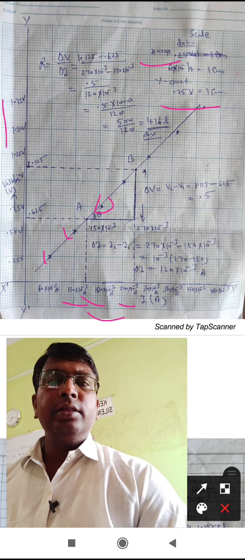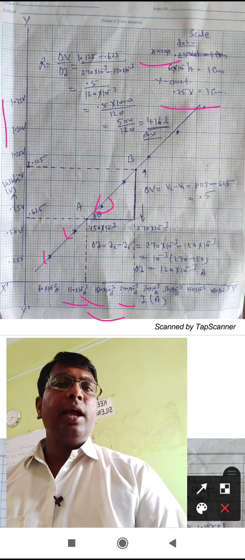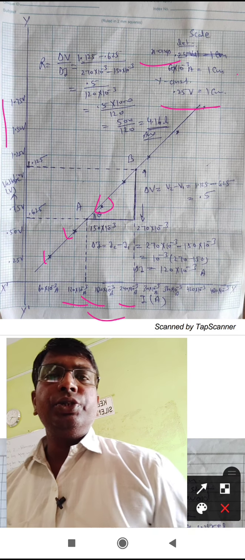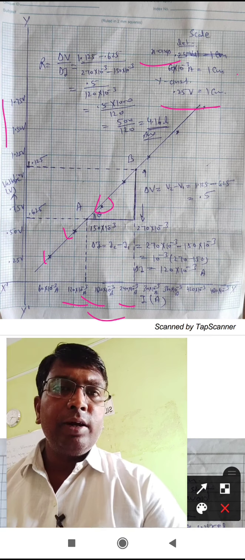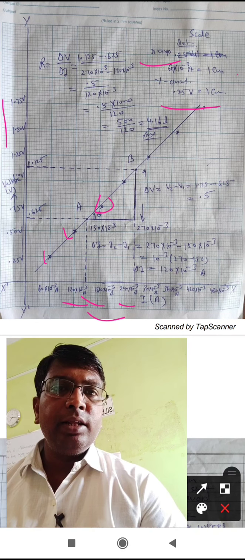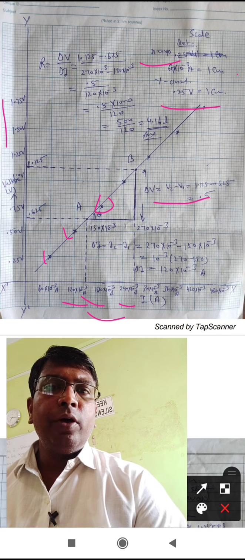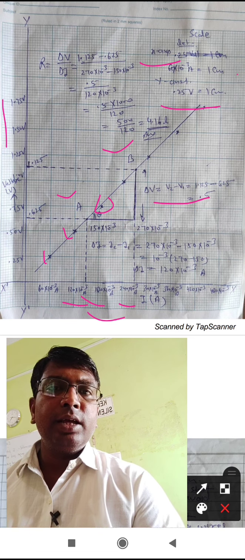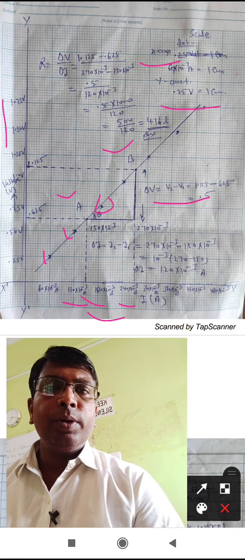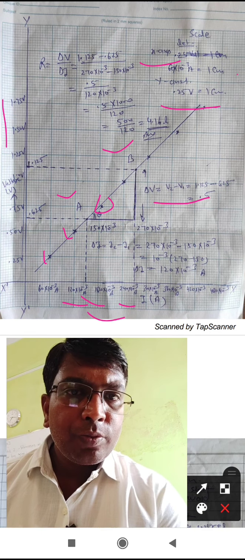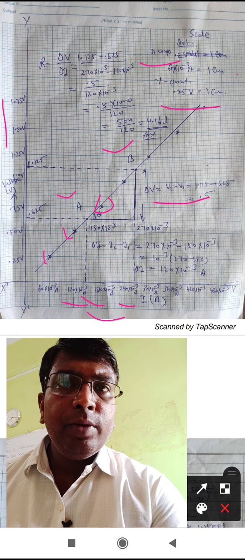After that, connecting these points gives a straight line. Then we calculate the slope of this graph, that is tan theta, equal to del V over del I. We take 2 points A and B on this graph paper, and draw perpendiculars to the x-axis and y-axis from each point. The resistance is given by del V upon del I.